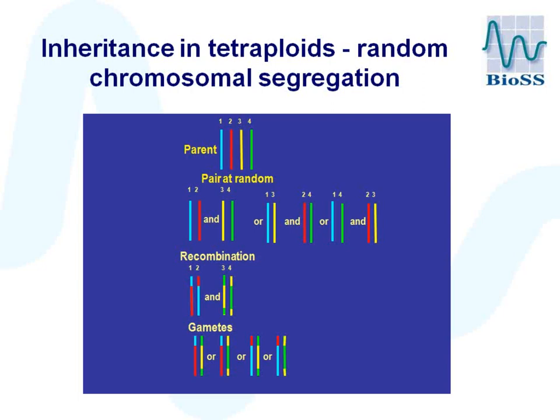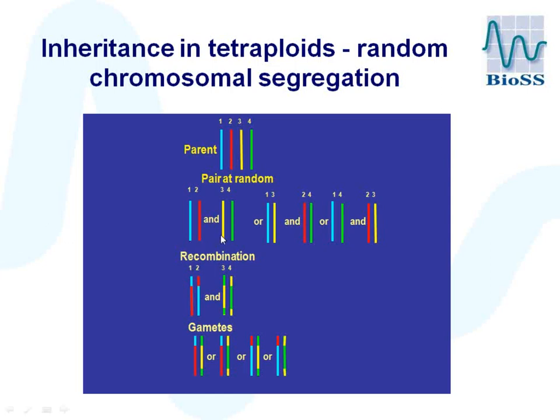So before we can start talking about segregation analysis, we need to have a model for the formation of gametes in an autotetraploid species. And the model that we'll be using is a simple model, random chromosomal segregation, which fortunately fits the data that we've seen on potato extremely well. So we assume that you have 4 parents. Here are the 4 chromosomes of a linkage group. In random chromosomal segregation, we assume that these pair at random to form 2 bivalents, and that each of these 3 possible pairings are equally likely.